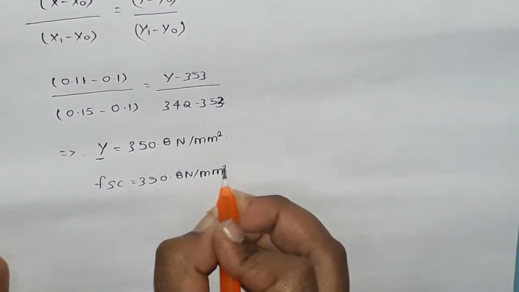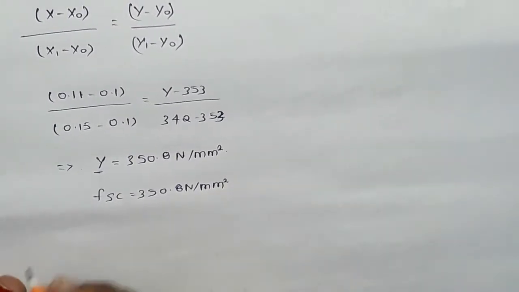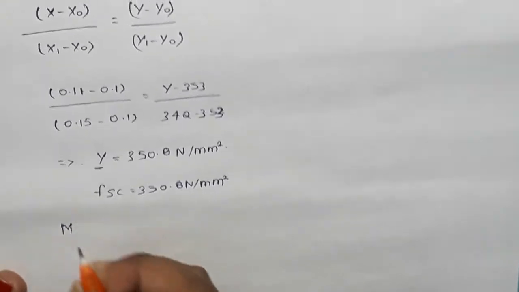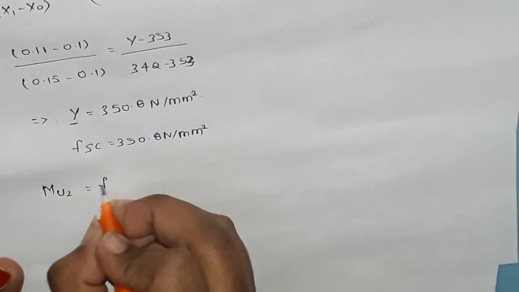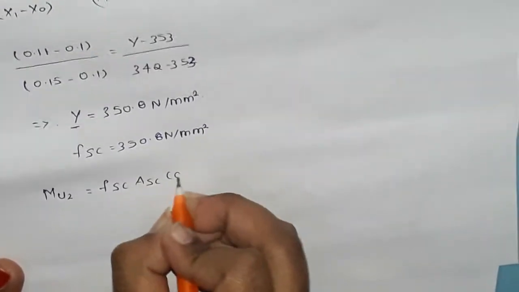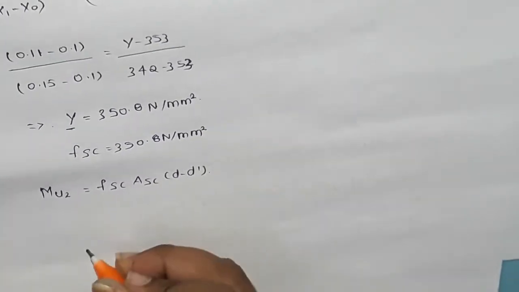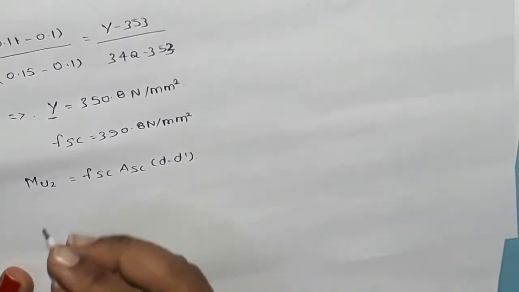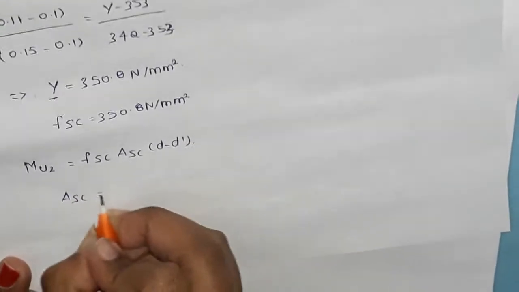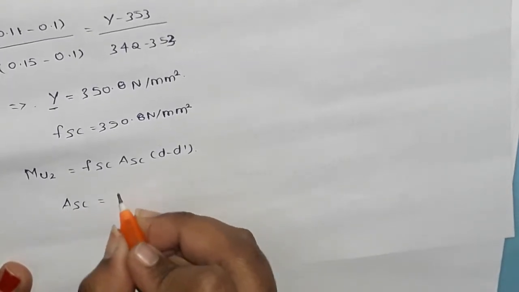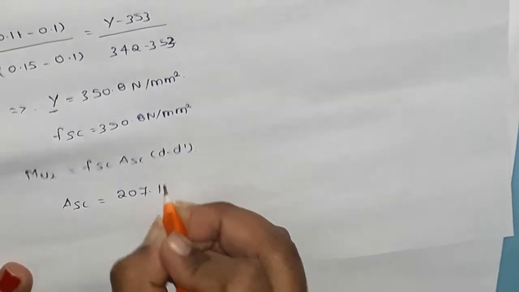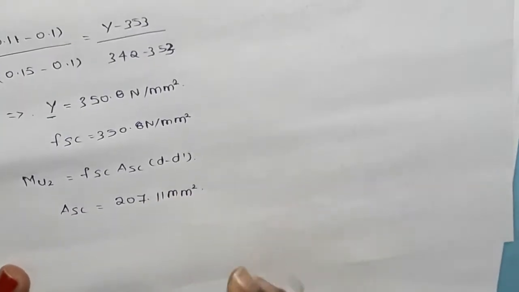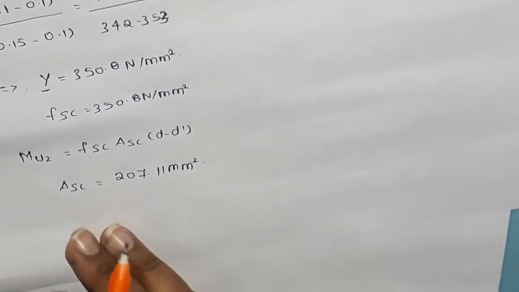So now I have done all these things to calculate ASC. MU2 equal to FSC into ASC into (D minus D dash). Substitute all, now you have all the data, so directly you can calculate the value of ASC. By substituting all the values, you get the value of ASC as 207.11 mm square. As I told in the previous manner, you can calculate the number of bars also for ASC.